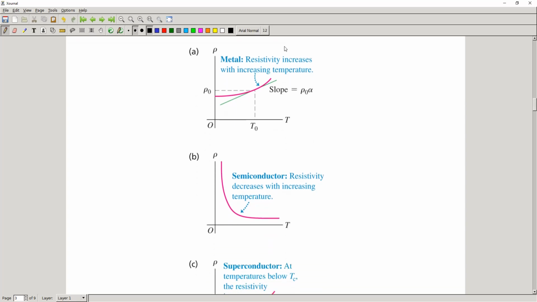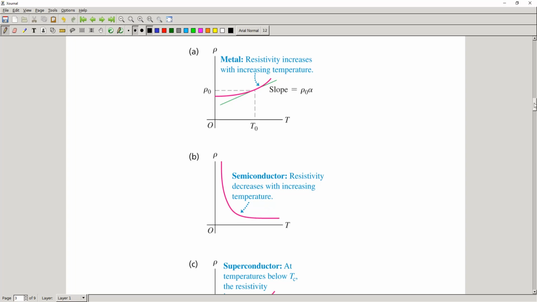And so this is for a metal. This is the sort of plot we would get for a semiconductor. We would see that for a semiconductor, as temperature increases, resistivity decreases, right? So we crank up the temperature, and this thing becomes less resistive.